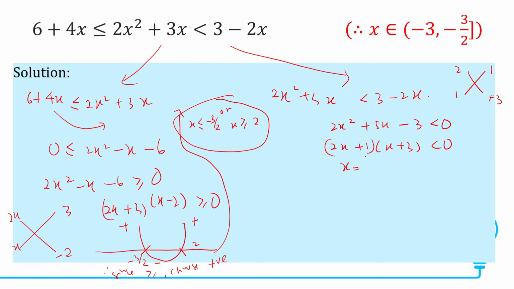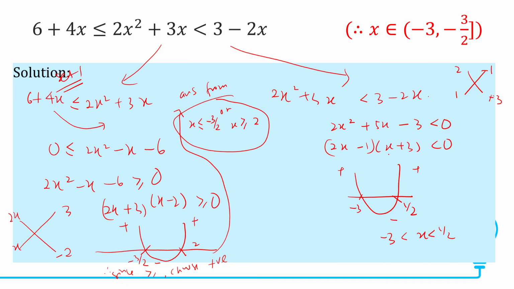So I have smiling face, negative 3. Sorry, this one is negative, so this one is negative 3. This one is 1 over 2. And then positive, positive, negative. And since it's less than, I take the negative part. So it's x in between negative 3 and 1 over 2. Because of this inequality, this is the answer from set 1.